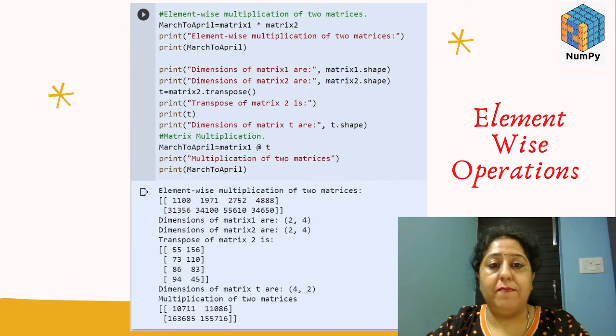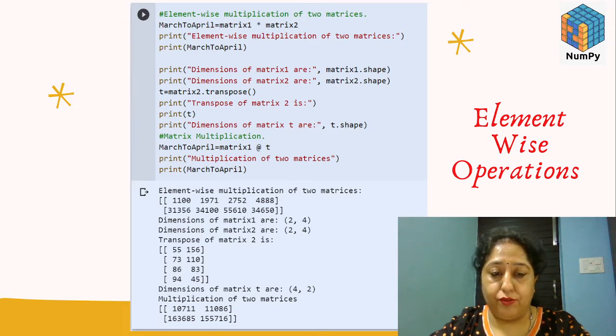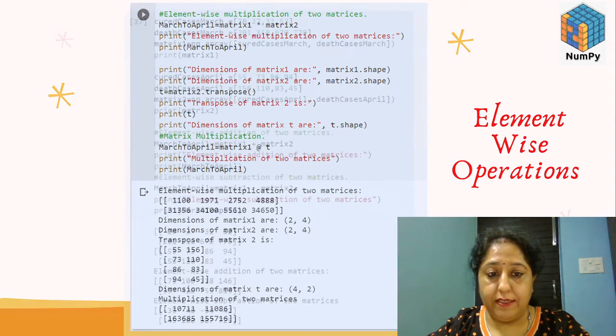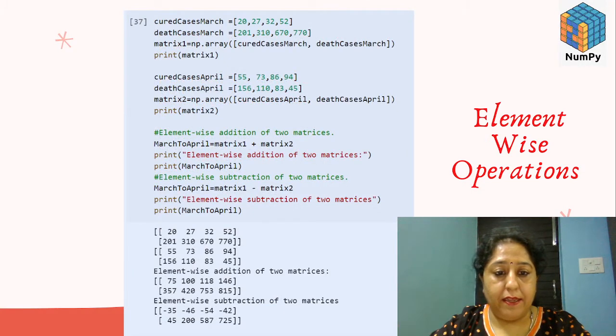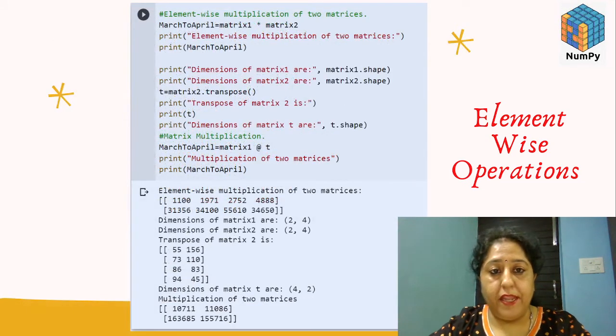Now, let us see about multiplication. When we talk about element-wise multiplication of the two matrices, we write it as matrix 1 into matrix 2. You can see the output here. The first element in the output is 1100. This is by multiplying the first element of the matrix, that is 20, with the first element of the second matrix, that is 55. Now, this is element-wise multiplication.